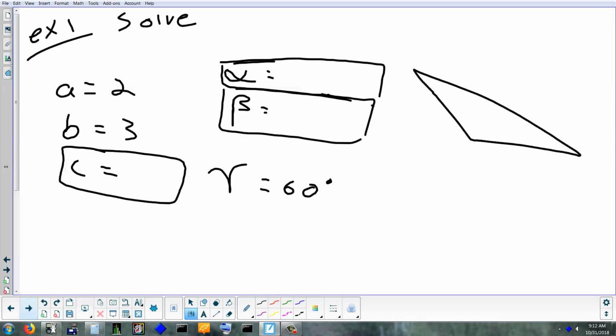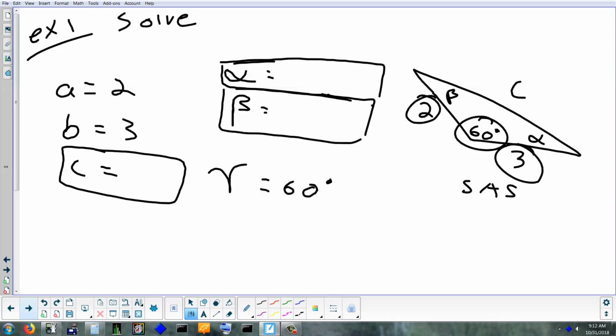What's across from what? So A is 2. Alpha, I don't know. B is 3. Beta, I don't know. C and gamma. Okay, so if I look at that, oh, and gamma is 60. I should fill that in. Look at the 3 pieces of information that I have. What kind of triangle? Side angle side. Yeah, side angle side. 2 sides, angle between them. Okay, so that's SAS. Go back in the notes.